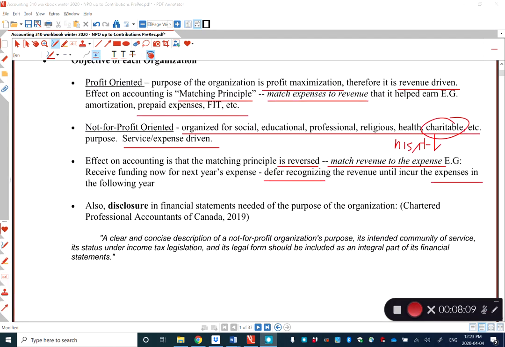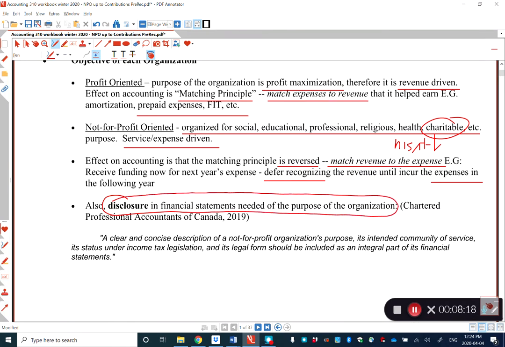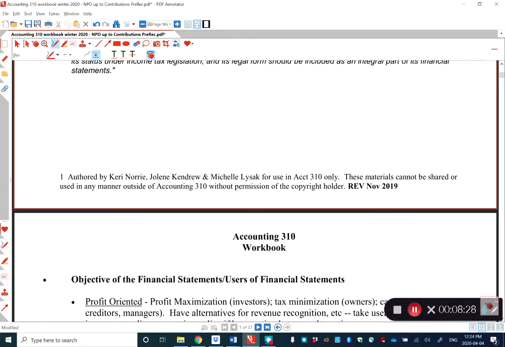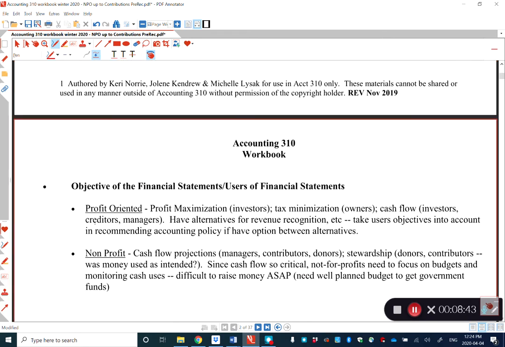In addition to this, it's worth noting that disclosure in the financial statements of the organization is required regarding the purpose of the organization. This is if, of course, the not-for-profit organization is following Part 3. And most of what we're going to refer to here for not-for-profit accounting assumes that the not-for-profit organization, or NPO, is going to adopt the guidelines laid out in Part 3 of our CPA handbook.